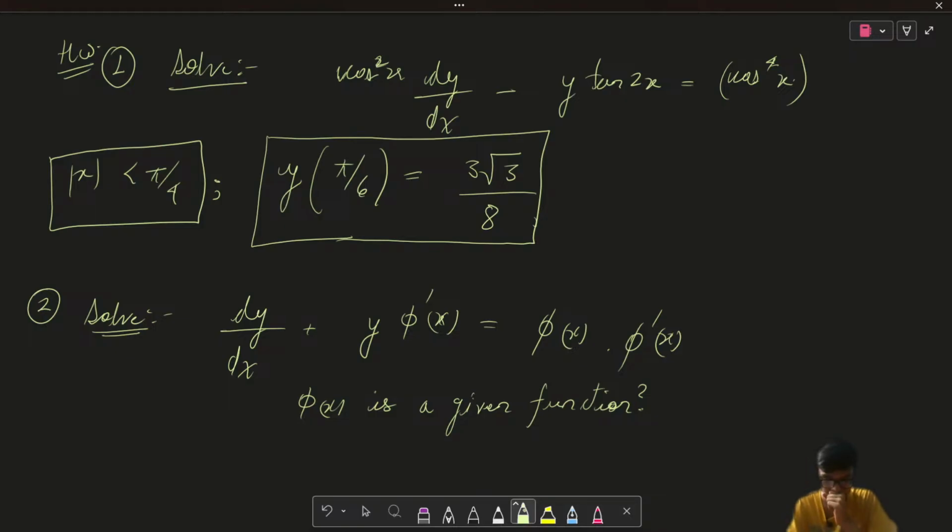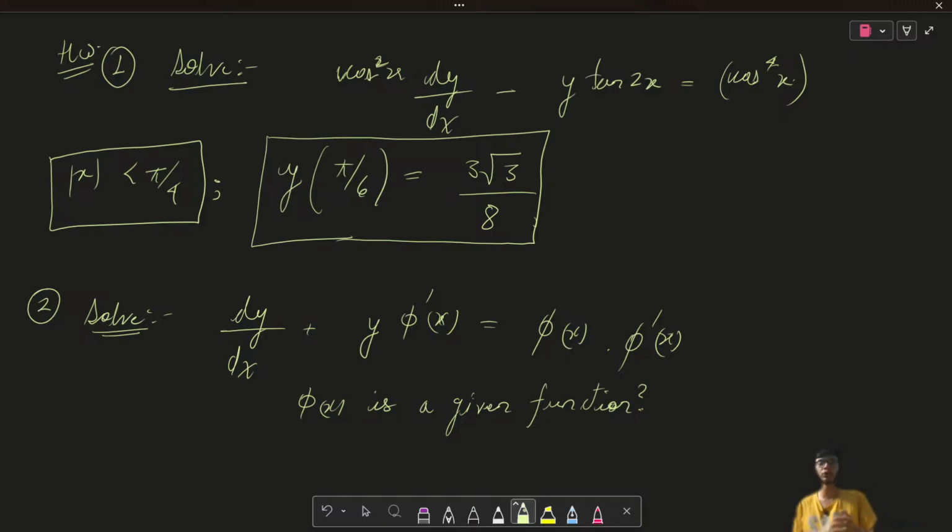So please try to see the solutions of these two homework problems and let me know the answers in the comment section. Okay, good. Devansh Joshi, very good. Please take a screenshot of these homework problems and solve them, and we will try to see the solutions of these questions in our next class.